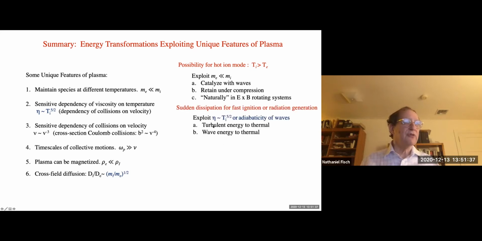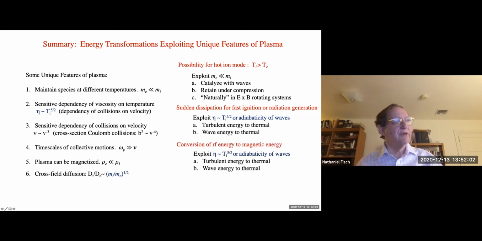Now, we could also use the viscosity dependency that's very sensitive in plasmas, which comes out of ME much more than MI, and also from the Coulomb cross-section. That allowed us to get a sudden dissipation effect that we could use for fast ignition or faster radiation. We could have something similar if we compressed waves. Then we could also convert RF energy to magnetic energy and exploit the adiabaticity of the waves.